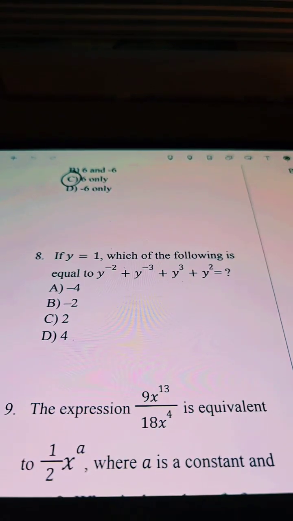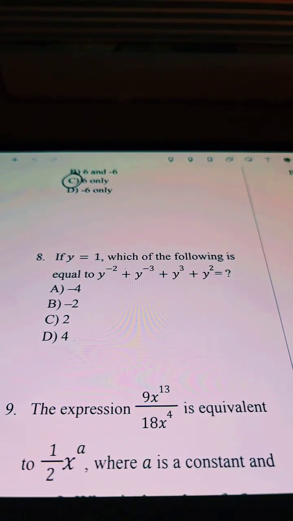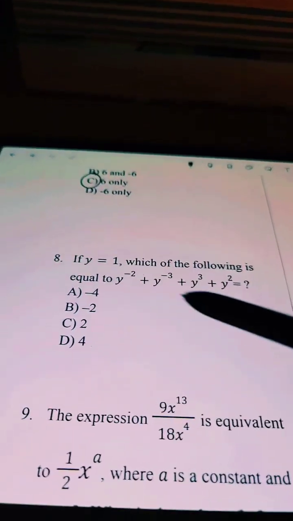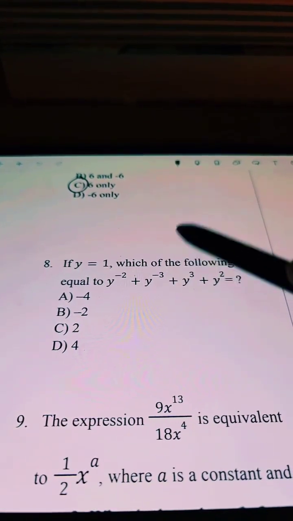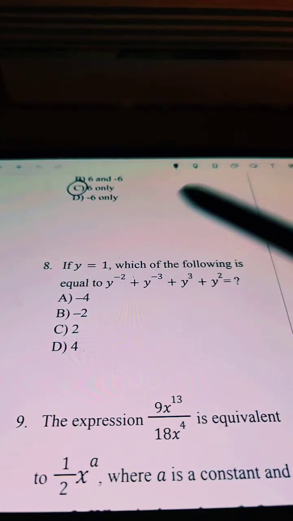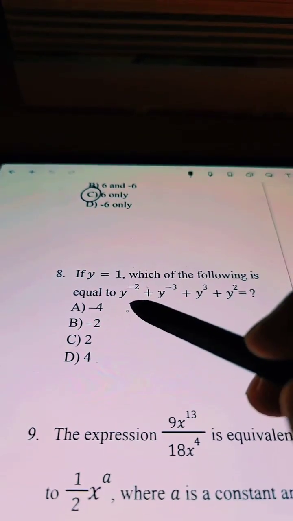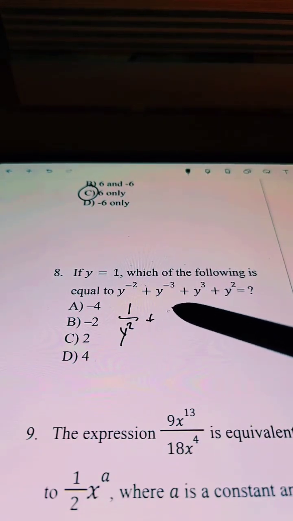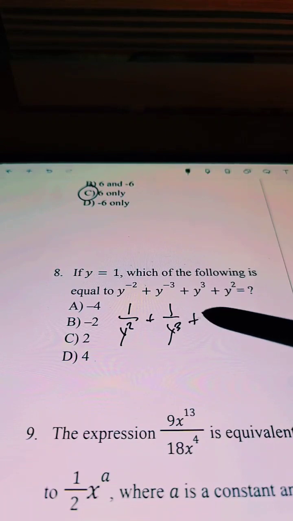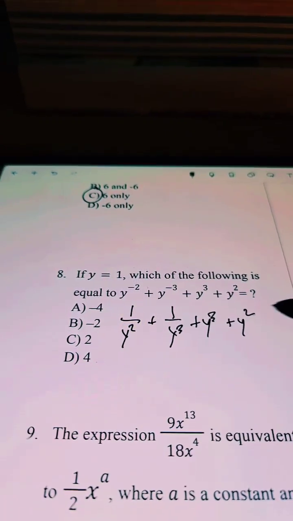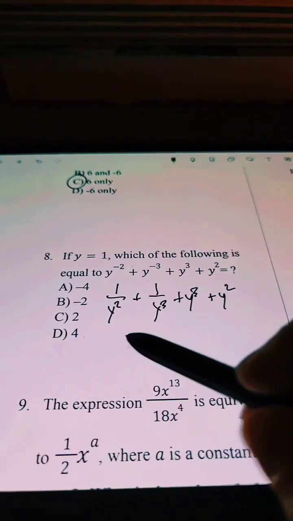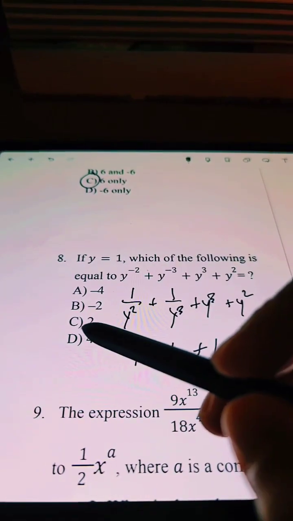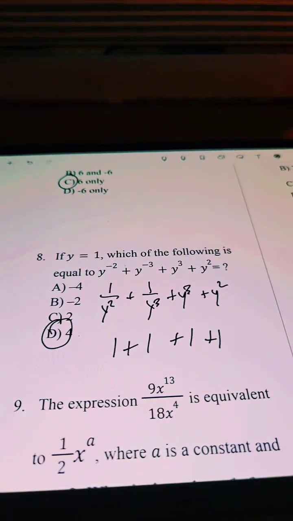Okay, so let's keep on going to number 8. If y is equal to 1, then which of the following is equal to all of that, basically? So 1 to any power is just going to be 1. I mean, if you want, you could do the whole negative exponent rule thing, but it's just kind of useless, because it's just going to be 1 anyways. So it's just 1 plus 1 plus 1 plus 1, which just equals +4, D.